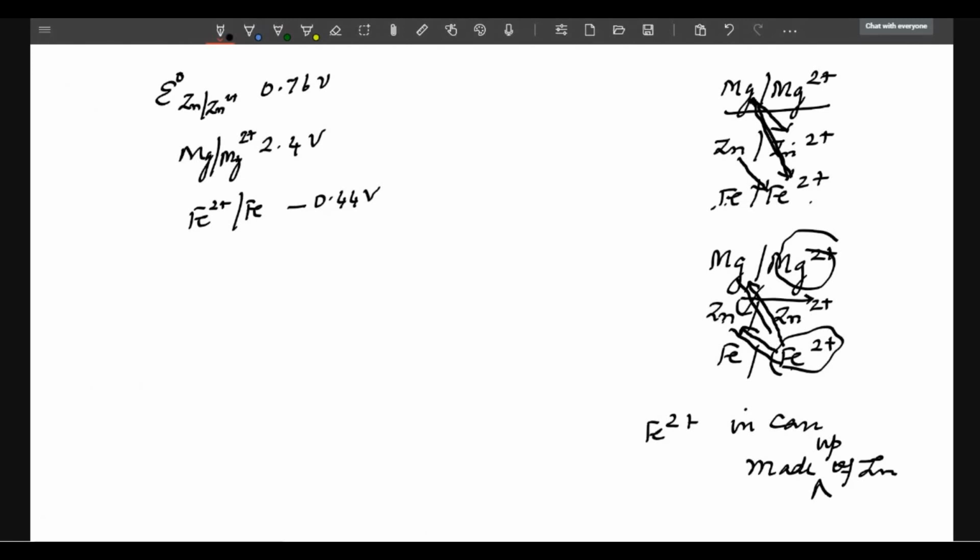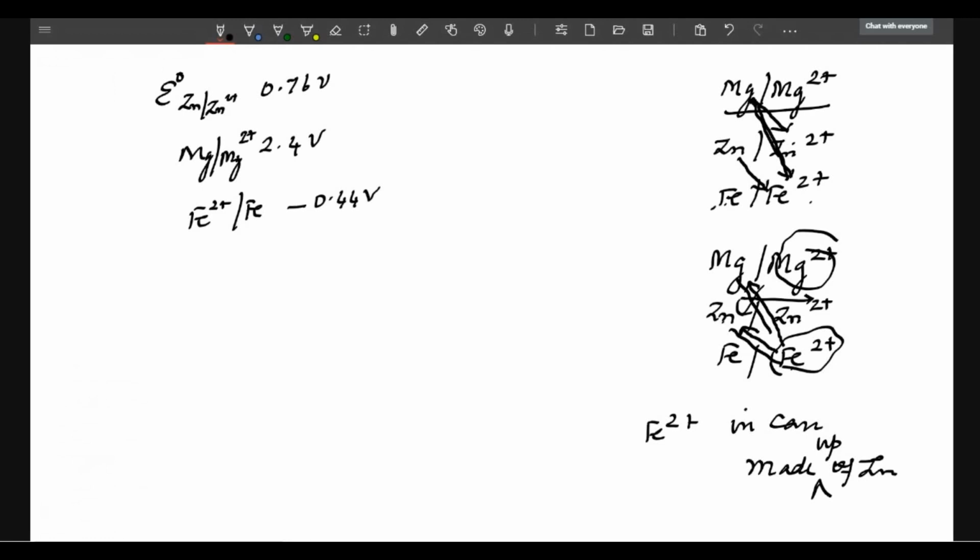Take down the options. A. Magnesium oxidizes iron. A metal will never oxidize; a metal ion would be oxidizing. B. Zinc oxidizes iron. C. Zinc reduces iron 2 plus. D. Zinc reduces magnesium 2 plus. Which is the correct statement? Zinc reduces iron 2 plus. Yes.